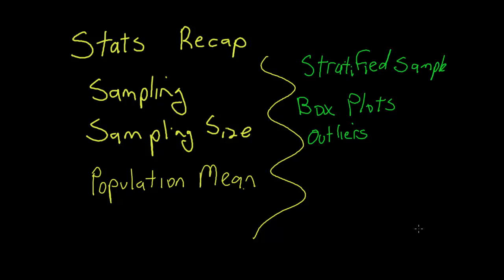Okay, this is just a recap of stats from the first assessment task that we had, and we're going to be looking at 6 areas. We're going to be looking at sampling and sampling size and population mean, as well as stratified samples, box plots and outliers, and hopefully that all kind of makes sense as we go through here. So let's start off by looking at sampling.